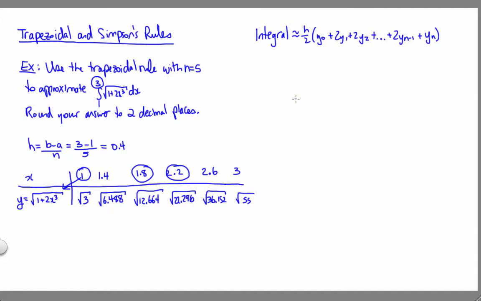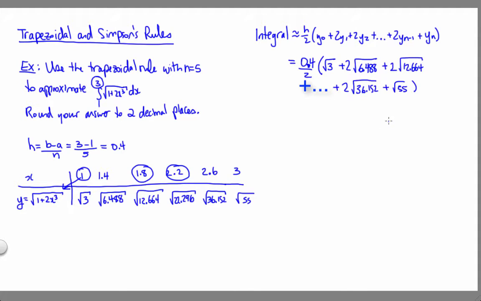Now the trapezoidal rule tells us that the integral is approximately h over 2 times the following sum. We're going to be summing up our y values. The first and last y values have coefficient 1, whereas the middle y values get coefficient 2. So let's plug into this formula. h was 0.4. We'll divide that by 2 and then multiply by the sum of the y values. We'll have root 3 plus 2 times root 6.488.